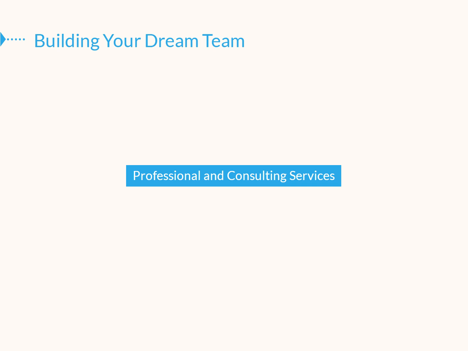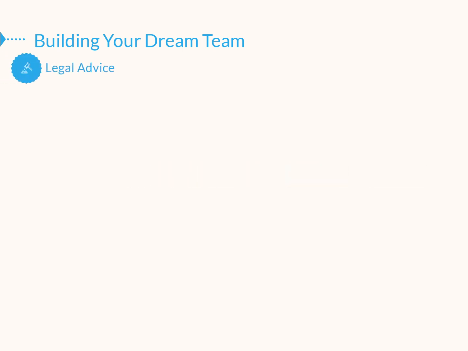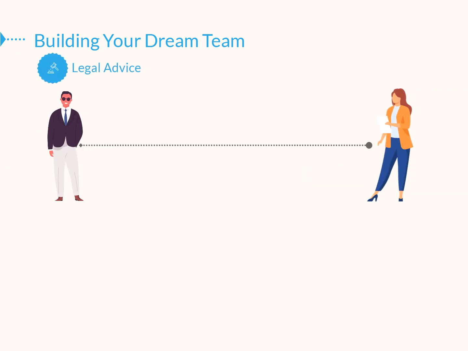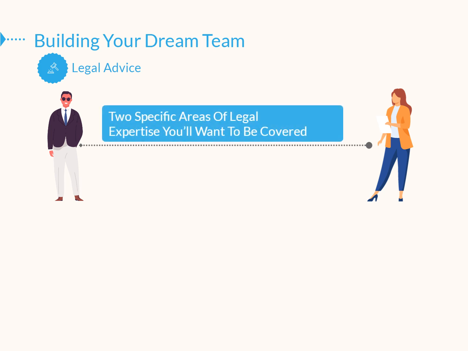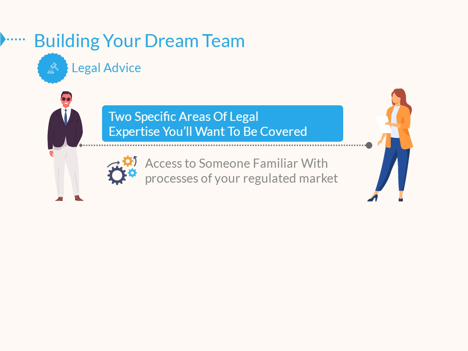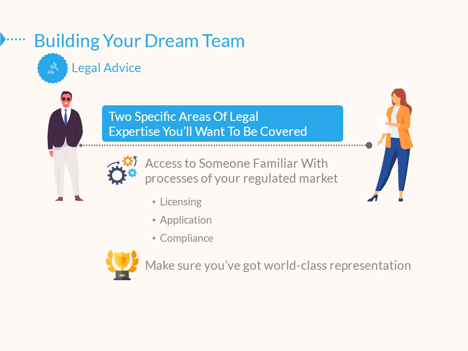Professional and consulting services. Legal advice. Probably the single most important relationship a cannabis entrepreneur has is with their attorney. There are two specific areas of legal expertise you'll want to be covered. First, you need to have access to someone familiar with the licensing, application, and compliance processes of your regulated market. Next, you'll want to make sure you've got world-class representation, just in case something ever goes wrong.